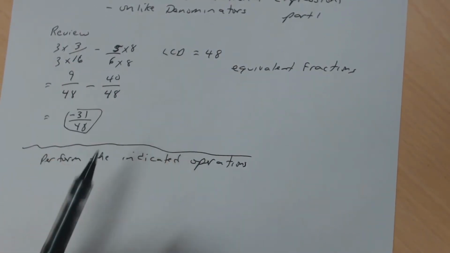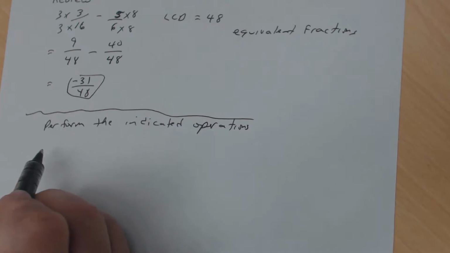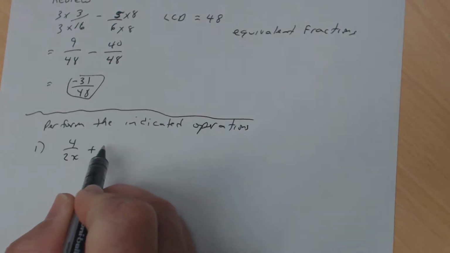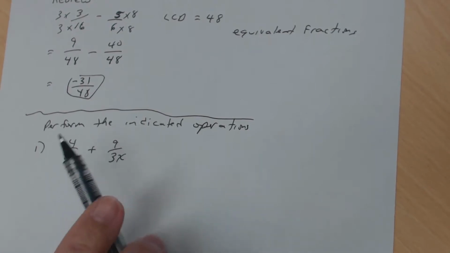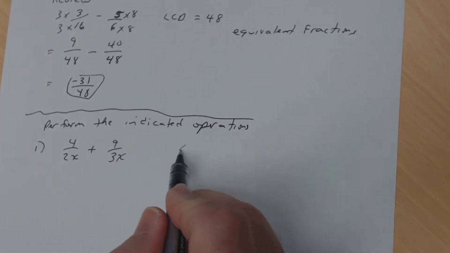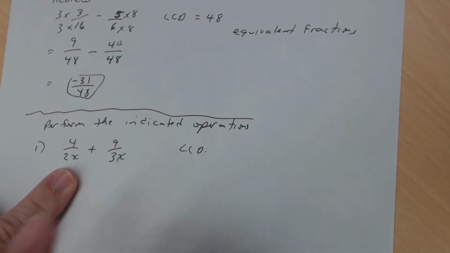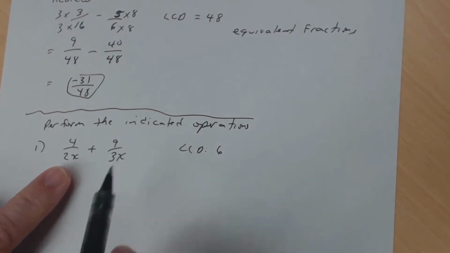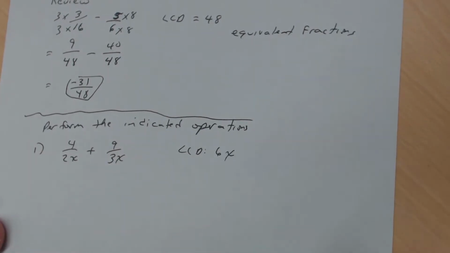Remember the process we went through here. We're going to use the same idea, except these will be dealing with variables as well. Number one, let's suppose we had 4 divided by 2x plus 9 divided by 3x. In previous lessons, you learned how to find the least common denominator of these two fractions. The LCD of 2 and 3, start with the coefficients, is 6. And I have a factor of x, only one factor in each. Remember, you always take the one with the largest exponent. The larger of 1 and 1 is 1. So the LCD is 6x.